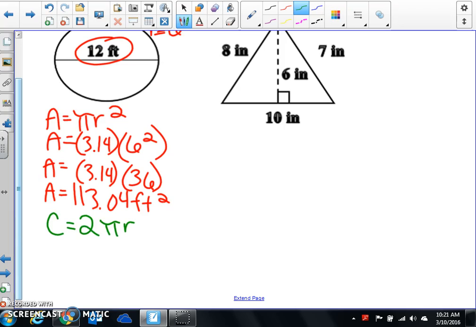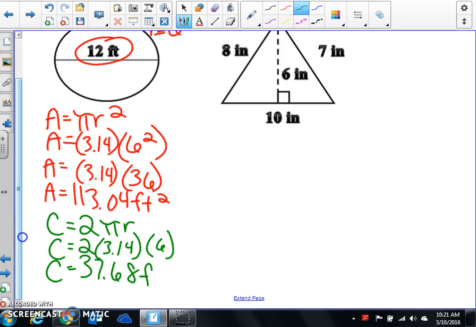To find the circumference, you can either use pi d or 2 pi r. I prefer 2 pi r. So 2 times 3.14 times 6, and that gives you 37.68 feet.